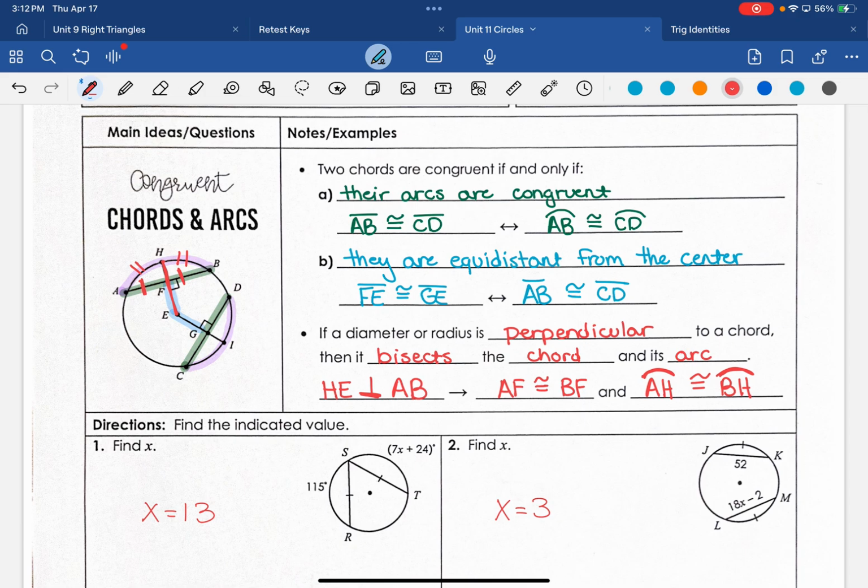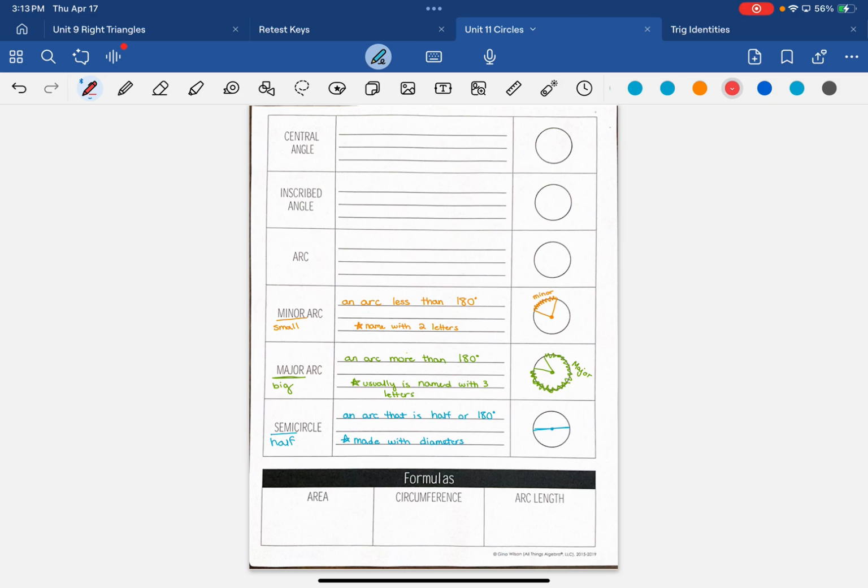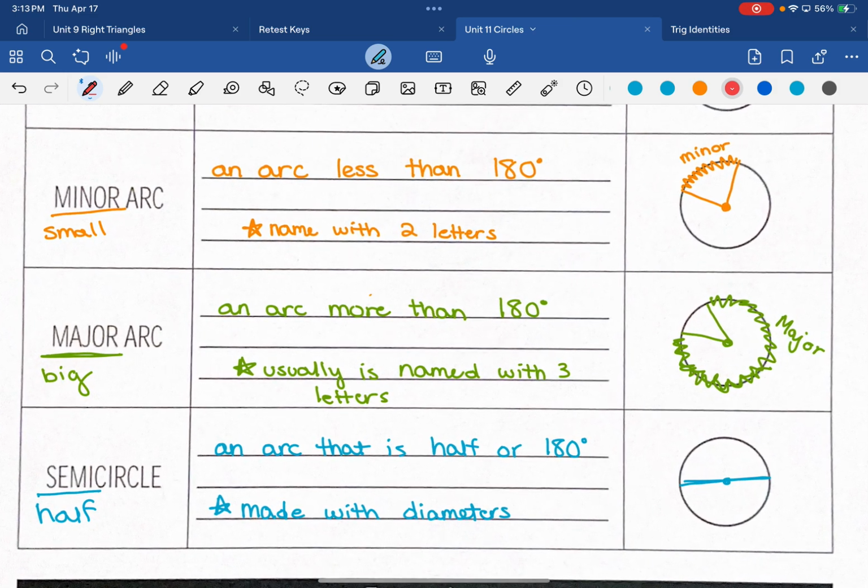Okay, if you are done writing this down, what I need you to do is go to the very front page of your vocabulary. There are three vocabulary words I want us to touch on that aren't in these notes, but we do need to talk about. So go on the vocabulary page, that's the very front page of your notes, and then go to the back of it. Anybody still need this? Okay, it's going to be on this page right here. And we're going to be looking at minor arc, major arc, and semicircle.